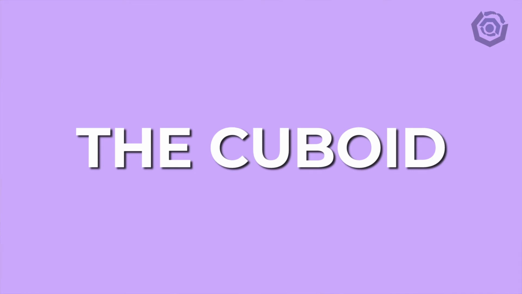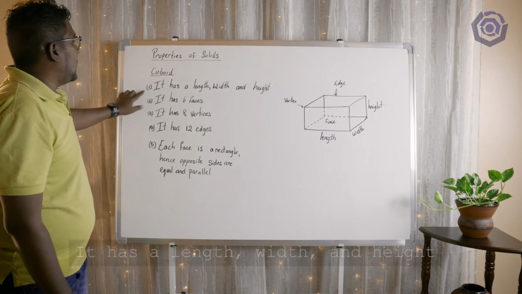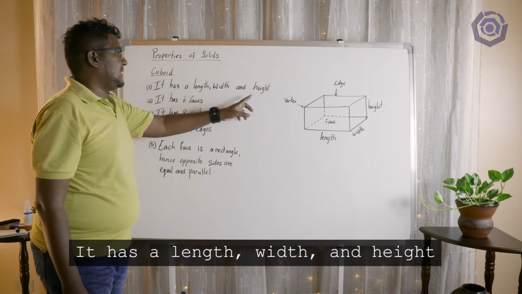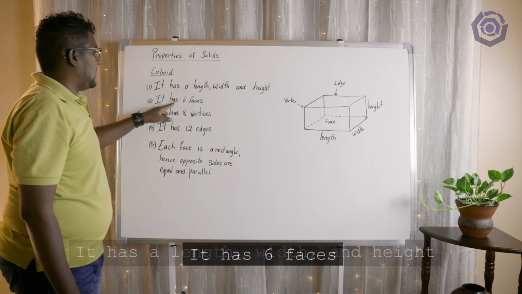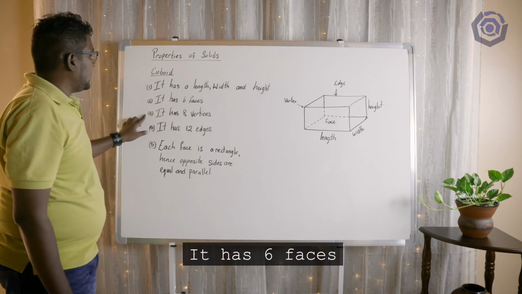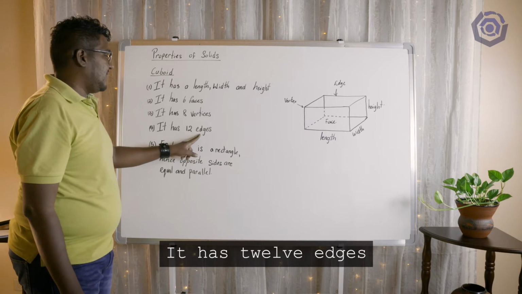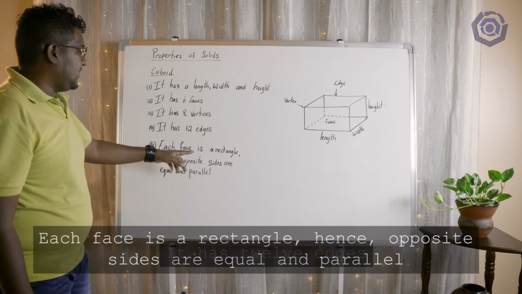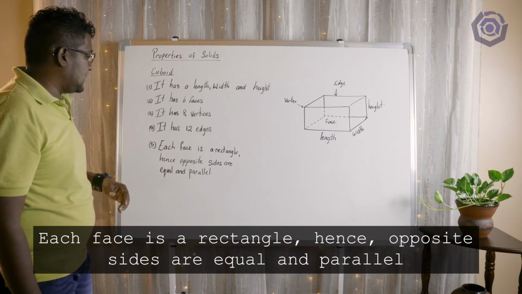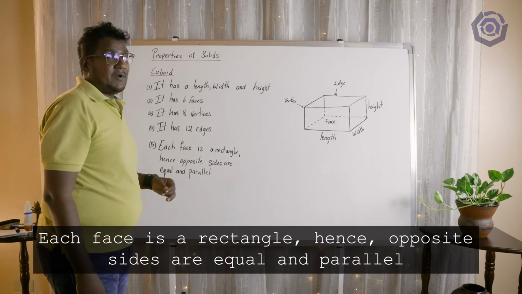The second shape we would be looking at is the cuboid. So the properties of a cuboid: 1, it has a length, a width, and a height. 2, it has 6 faces. 3, it has 8 vertices. 4, it has 12 edges. And 5, each face is a rectangle, hence opposite sides are equal and parallel.